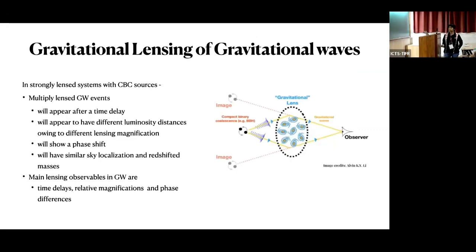So now let me move on to the gravitational lensing of gravitational waves. Just like the lensing effects that you see in the EM, we expect to see similar effects in the gravitational wave domain also. Specifically, if we think about strongly lensed systems of these CBC sources, then what we expect to see in the data are multiply lensed events. They will appear after some time delay, and they will have different luminosity distances because of the different lensing magnifications. There will also be a phase shift between the different types of images seen in a typical lens system. These systems will appear to come from a similar direction in the sky, and they will also have similar masses. So the main lensing observables are the time delays, the relative magnifications, and phase differences.